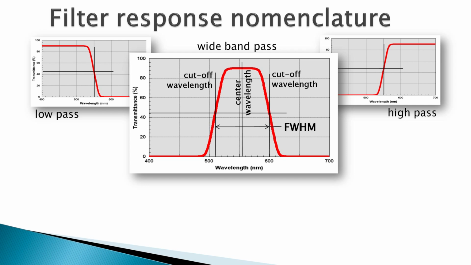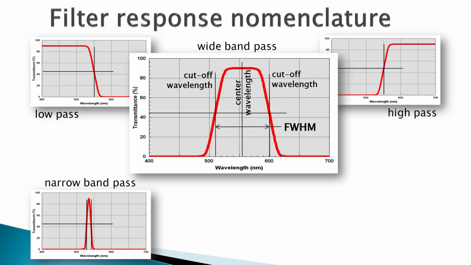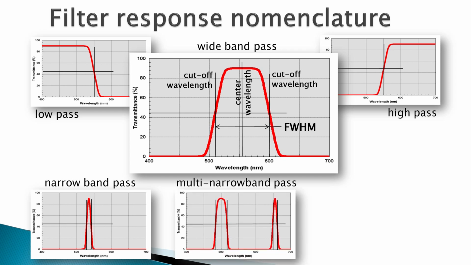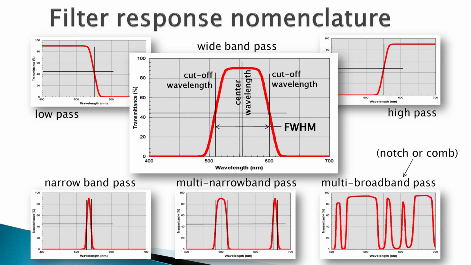Bandpass filters can come in any width, from wide to narrow. It is also possible to have more than one passband. This, for example, is a multi-narrowband spectrum, which I will discuss more in Part 2. The idea of multiple bands can be taken to the extreme, with filters that have so many passbands, they are sometimes referred to as comb or notch filters due to the shape of their spectrum. I refer to these filters simply as multi-broadband.